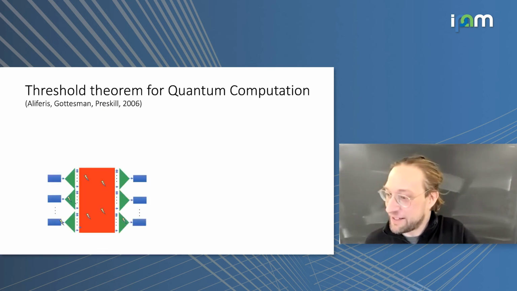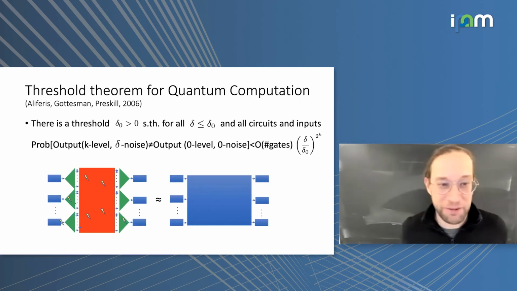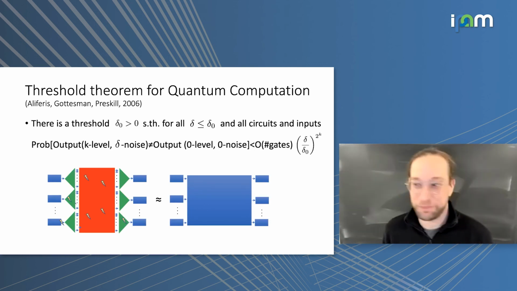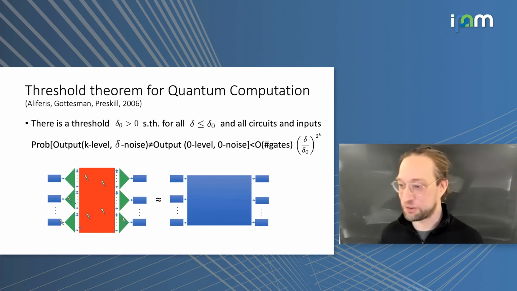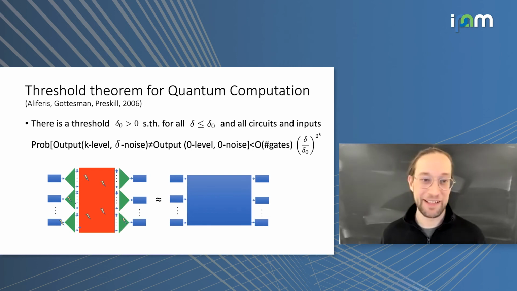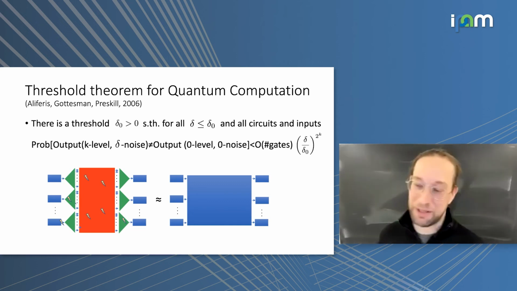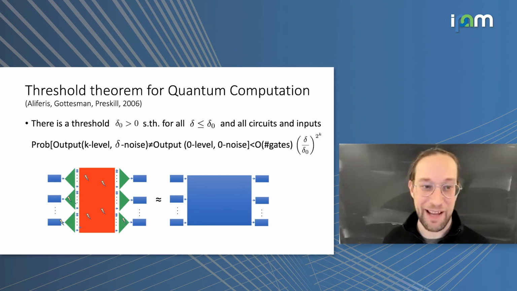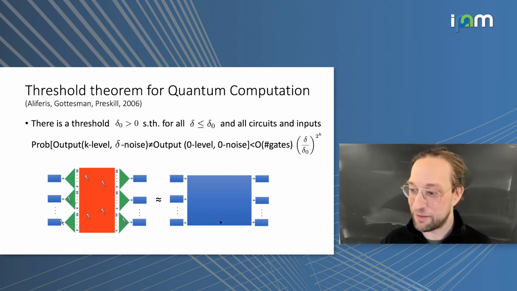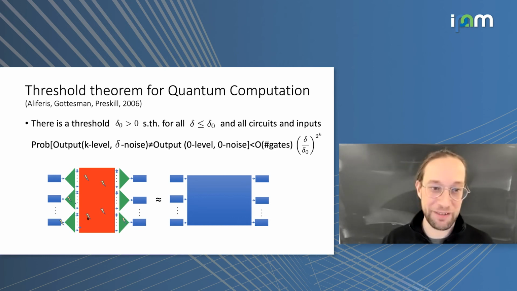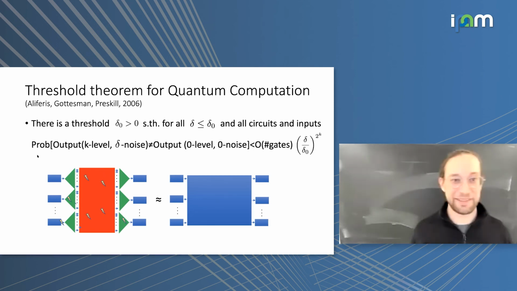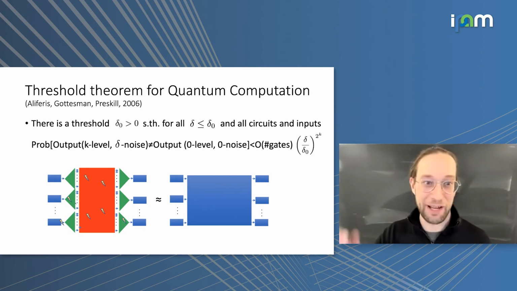Okay, people have studied this. Here's the threshold theorem. The threshold theorem by Aliferis, Gottesman, and Preskill says there is a threshold such that you can do this encoding and decoding, what I just told you, and the number of gates will stay roughly the same. If your noise per gate is below the threshold, then you can get the correct output with high probability. So the encoded circuit has the same computation result as the perfect circuit. This is basically the threshold theorem. If your gate noise is low enough, then you can compute.